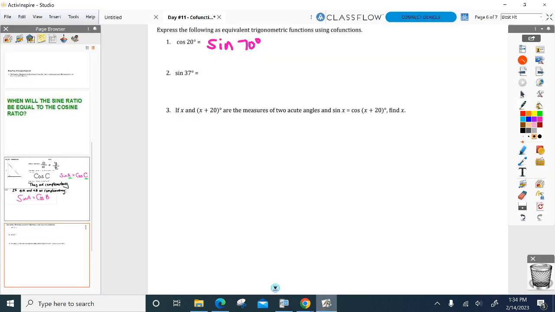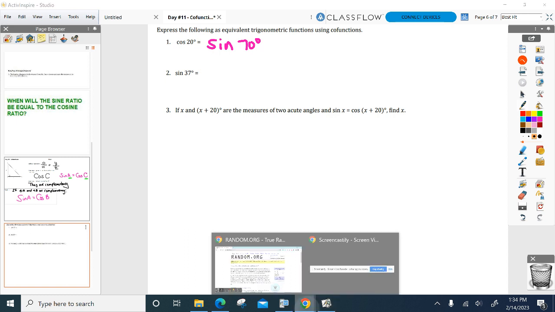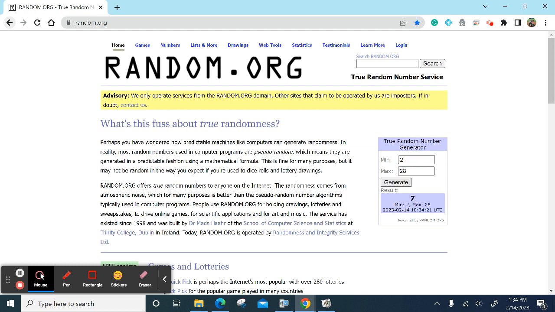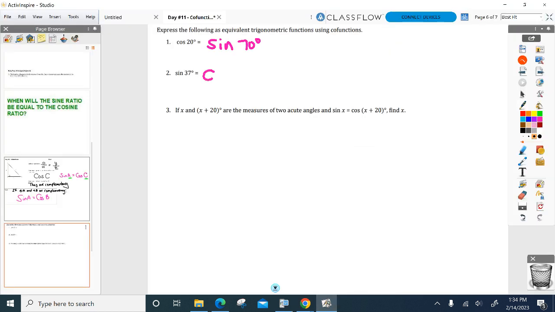All right, one more for you. Sine of 37 has the same value as cosine of what? What's up?